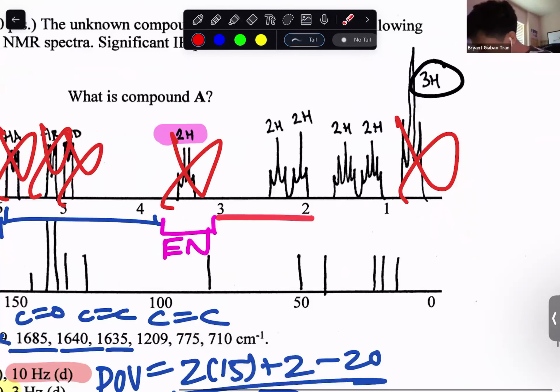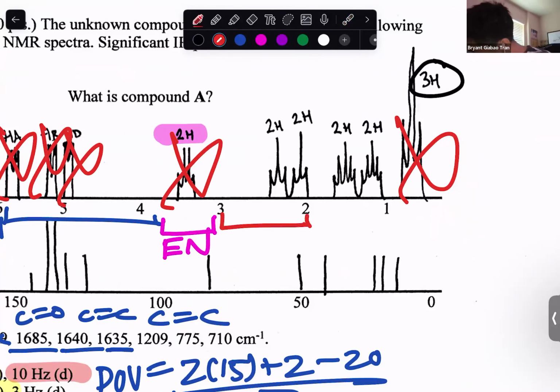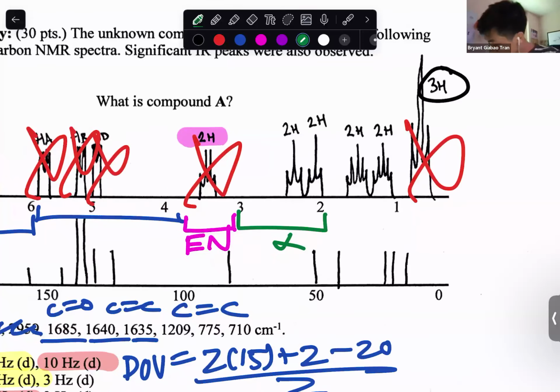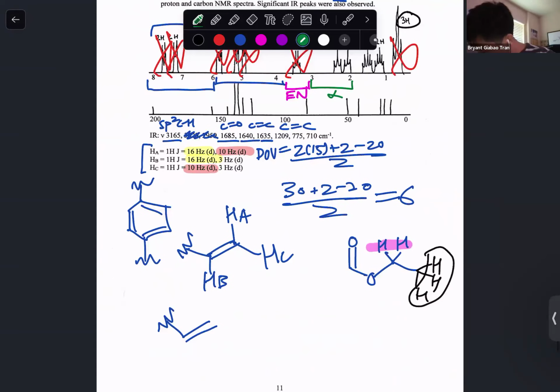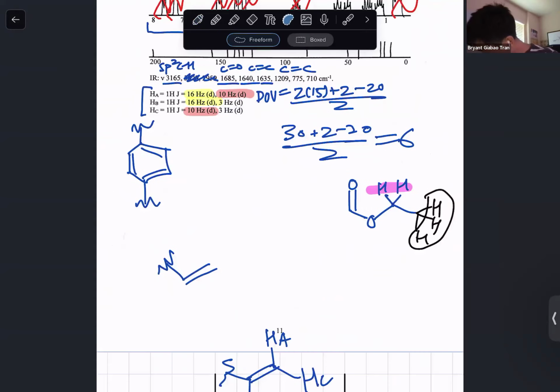We know that 2 to 3 is going to be the alpha region, which means that it's going to be alpha to a benzene, alkene, carbonyl, or an alkyne, right? Or even the terminal alkyne hydrogen. So let's start with those. I'm going to say that one of the 2 hydrogens here are going to be alpha to this alkene right here. Right, let's get this out of the way.